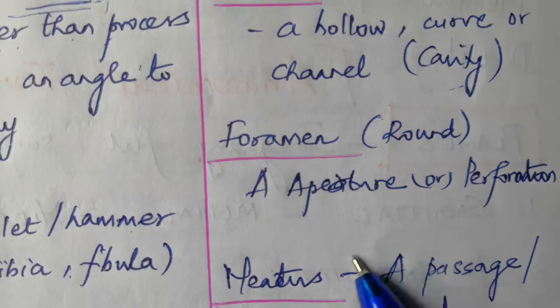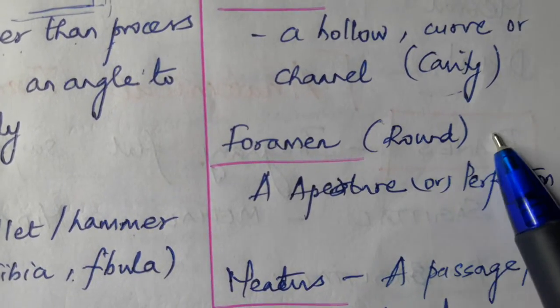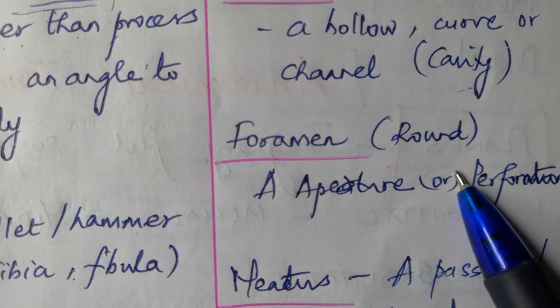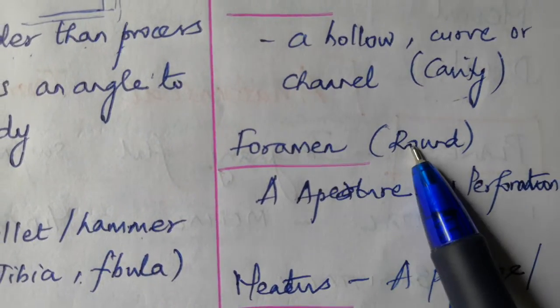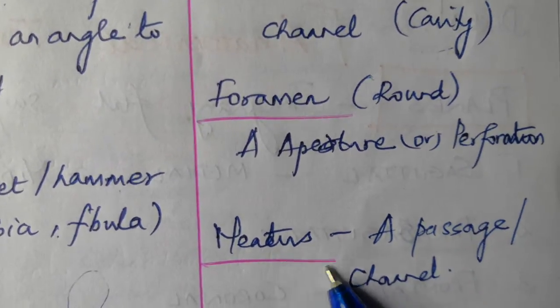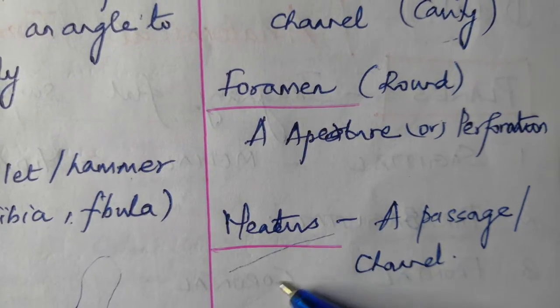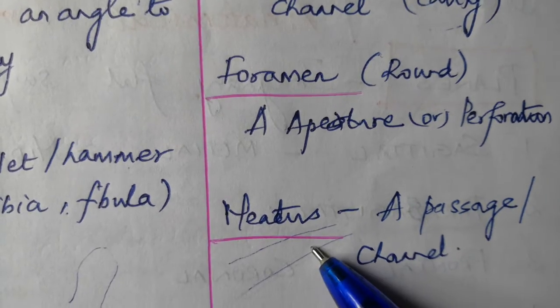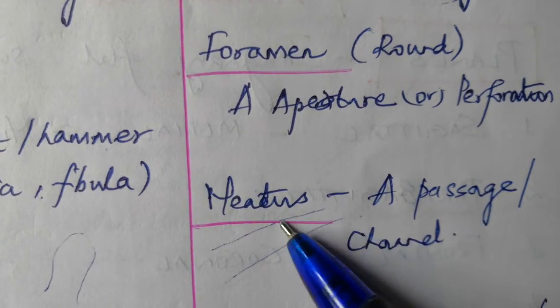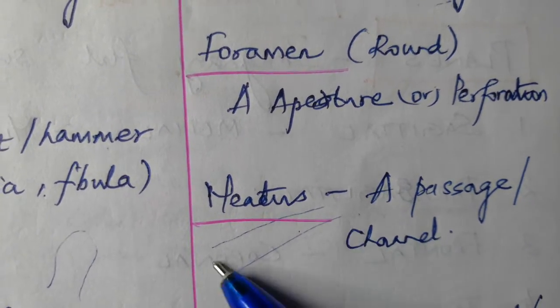Foramen means just a hole through which vasculature and nerve fibers pass. So it's just a perforation or hole. Meatus means a passage. So auditory meatus, external auditory meatus, internal auditory meatus. It's a passage in bone.